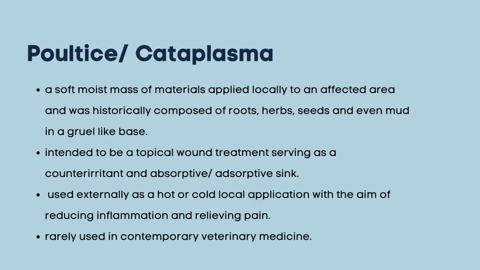The second is poultice or cataplasma, and it is defined to be a soft, moist mass of materials applied locally to an affected area and was historically composed of roots, herbs, seeds, and even mud in a gruel-like paste. The poultice was intended to be a topical wound treatment, serving as a counterirritant and absorptive/adsorptive sink. Poultices are used externally as a hot or cold local application with the aim of reducing inflammation and relieving pain, but poultices are rarely used in veterinary medicine today.